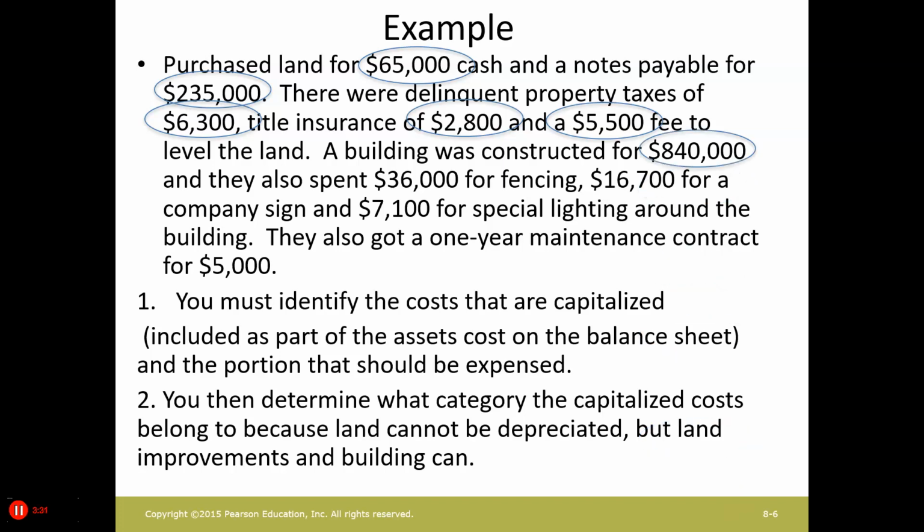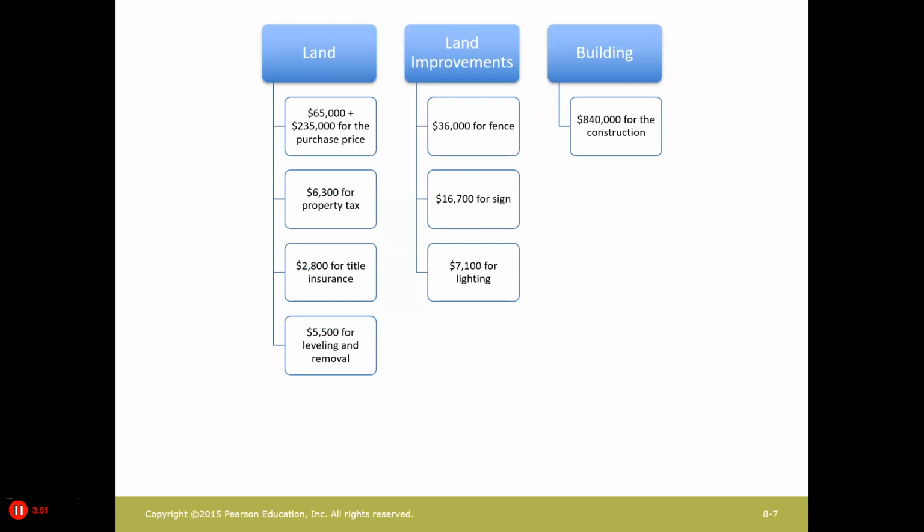The building cost would be for the building, and then the fencing, the sign, and the special lighting would be considered land improvements. And then the $5,000 would just be expense, because that's an ongoing expense, and that is not capitalized. So the first thing we did was we put our costs into these categories. The land totaled $314,600, and then we have the land improvements at $59,800.